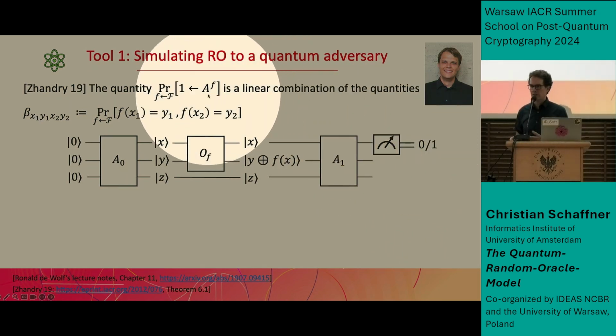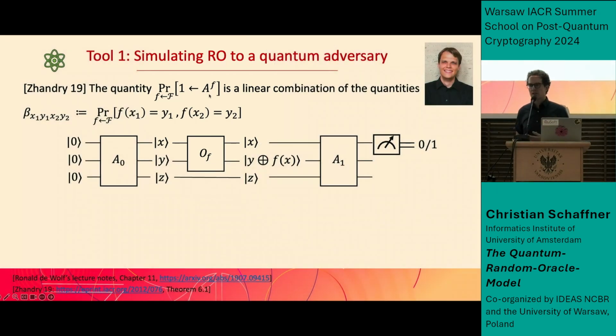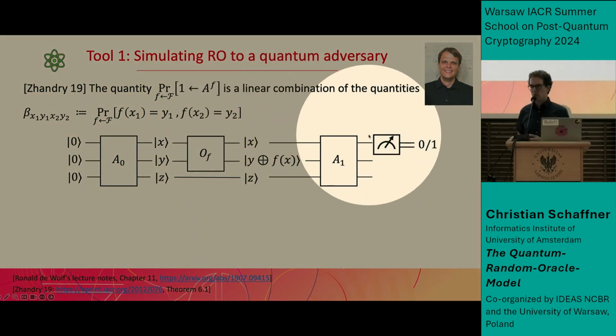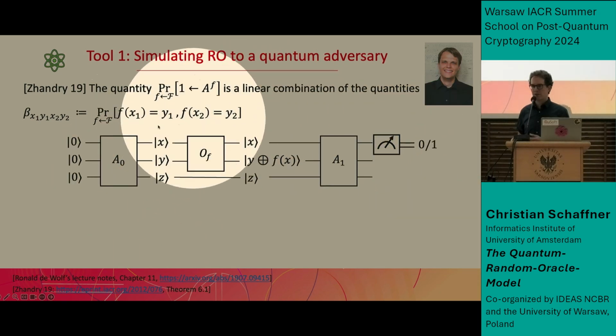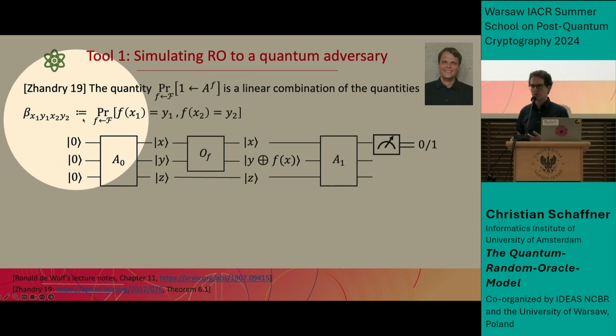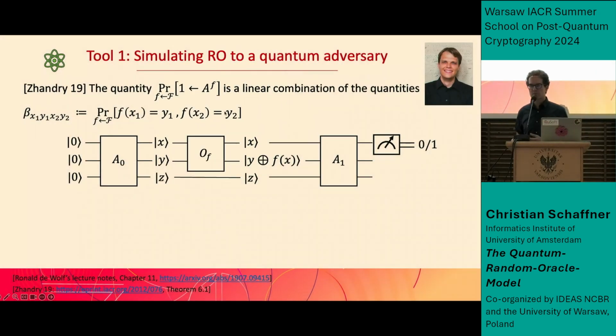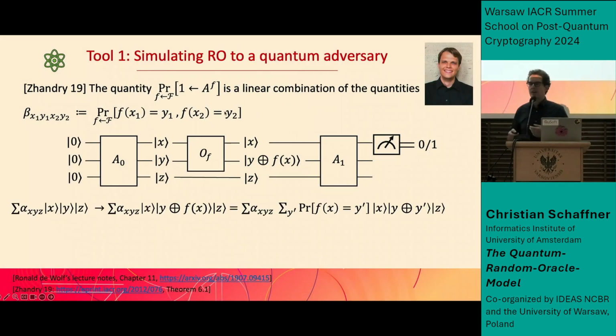That's what this adversary does. And I want to argue that the probability to get a 1 at the end, when you do this, is a linear combination of these numbers. So these are just real numbers. And, well, you can write it out.